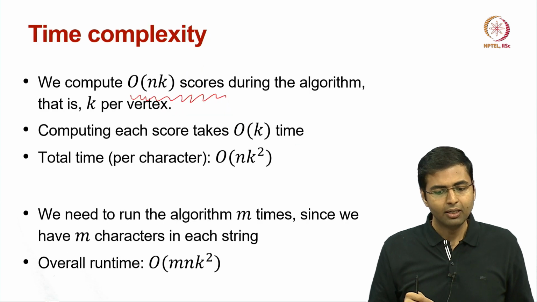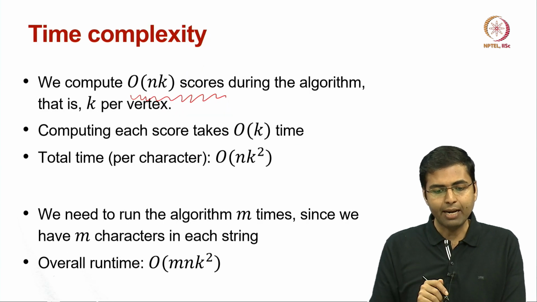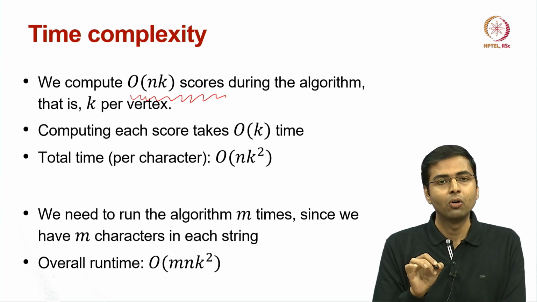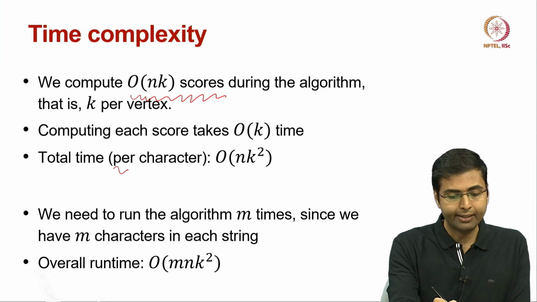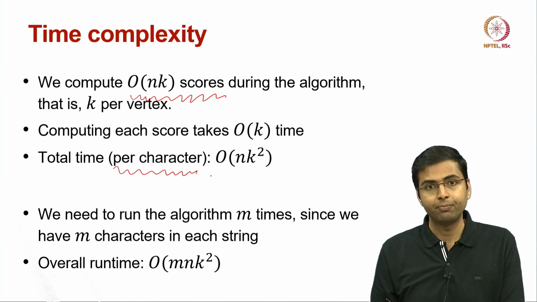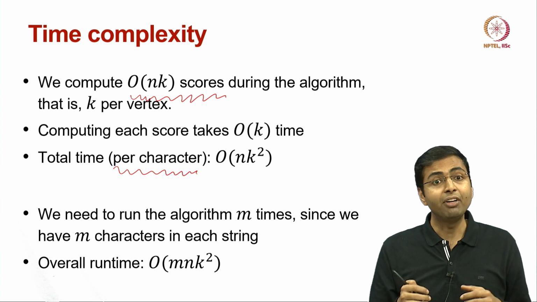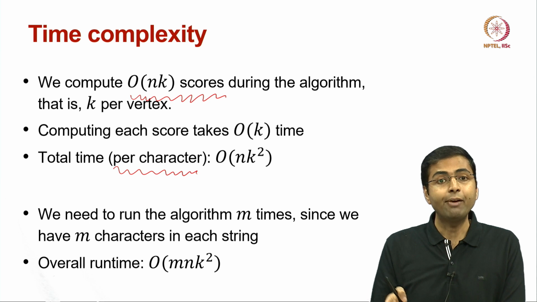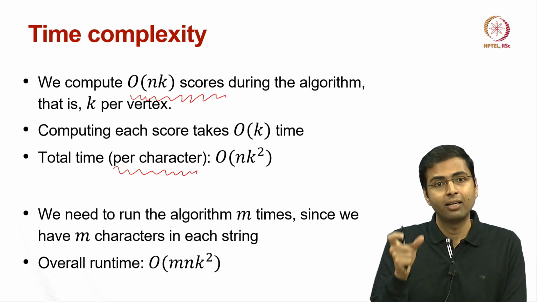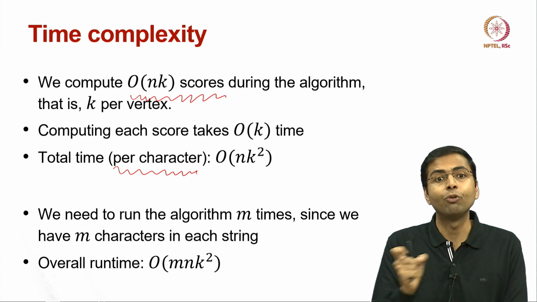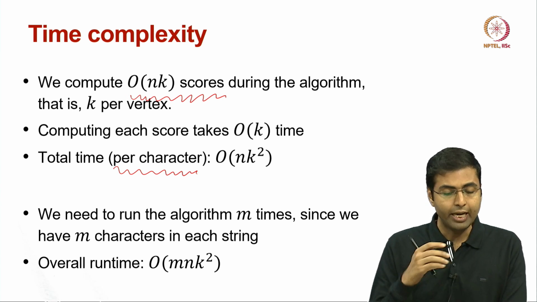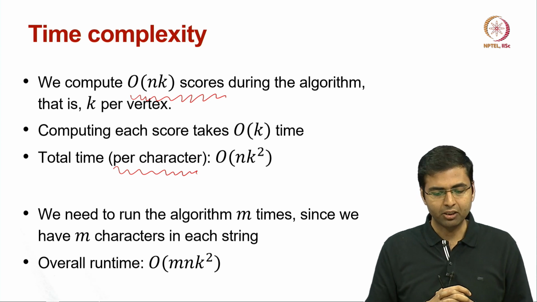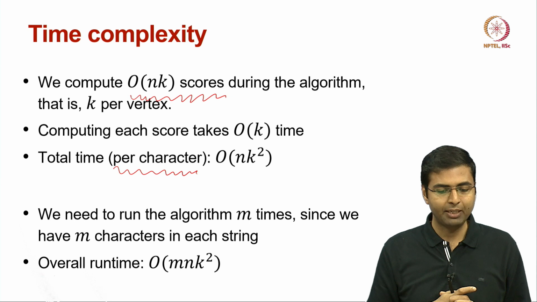Now, because filling each value takes order k time and you have order nk values to compute, the total time needed to solve the problem per character is order nk square. And remember that we were working on a simplified problem, that is, we were looking at one character at a time. So we have to run this algorithm m times if we are given an m character string on each leaf node. Therefore, the total time becomes m n k square. So this was the classic Sankoff algorithm that can be applied for the weighted small parsimony problem.